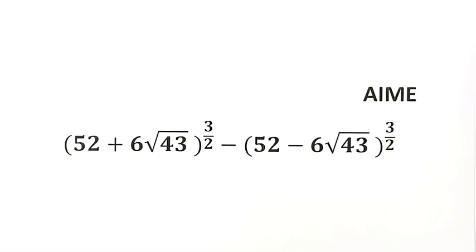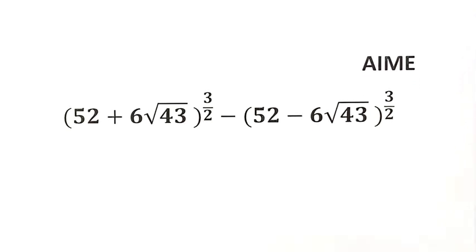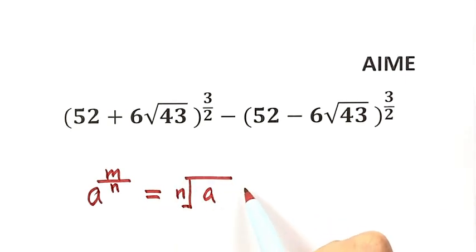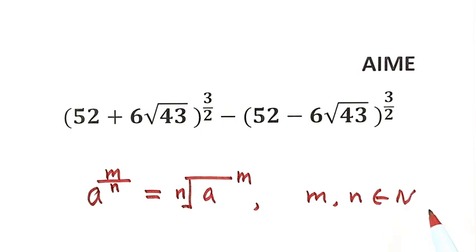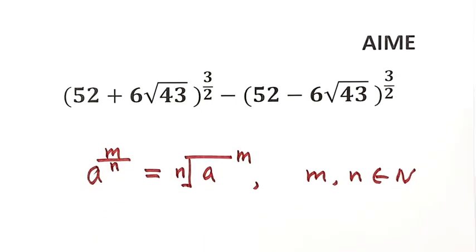In this video, we can simplify this expression. This question is from AIME. First, let's recall a property from exponential. So a to the power m over n just equals the nth root of a, then to the power m. Here, m and n are positive integers. So now let's get started with our question.